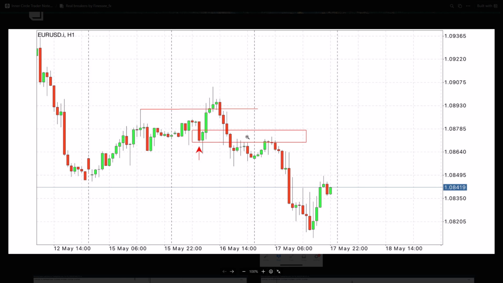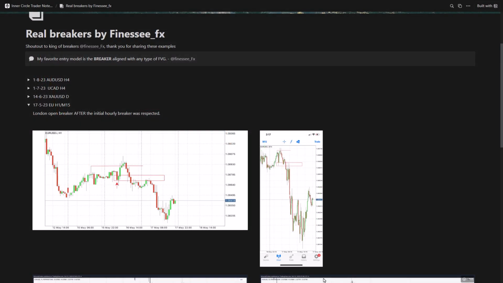So notice how price came down to it and bounced as resistance and pushed lower. Of course, we also have that fair value gap there. As I said, fair value gaps coupled with breakers are usually the highest probability setups. And then we continued lower, as we can see.